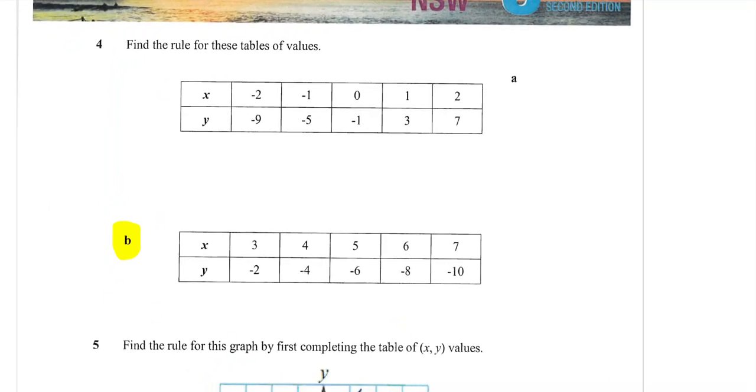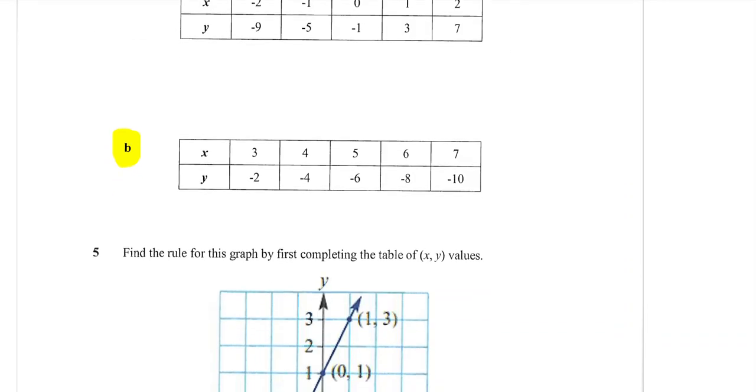Find the rule for the table. So I'm going to do the second one. When you're trying to find the rule, you want to know what is the gradient and what is the y-intercept so that you can put it into the y equals mx plus b formula. So to find the m, you want to know what these numbers across the bottom are going up by. Are they going up? They're actually going down. They're going down by 2. If they're going down, it means I need a minus 2.